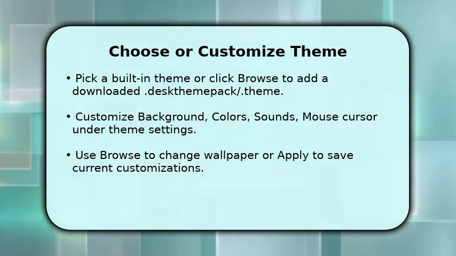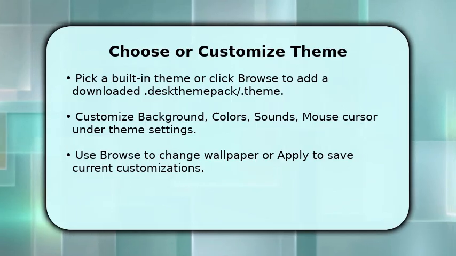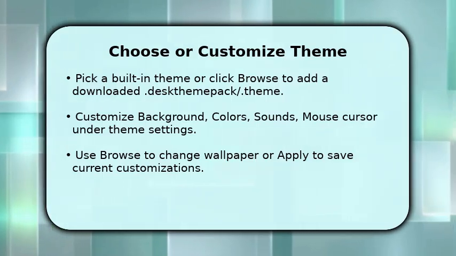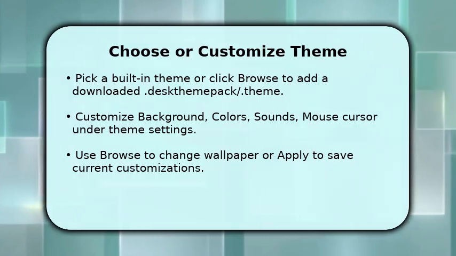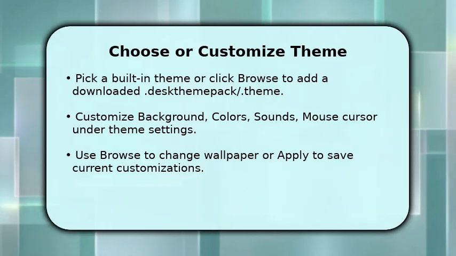Now choose an existing theme or add one you downloaded by selecting Browse and pointing to the Theme or Desk Themepec file. You'll want to customize background, colors, sounds, and the mouse cursor so the theme matches your taste. These parts combine into the final theme package. Once you make changes, click Save or Apply to lock them in.